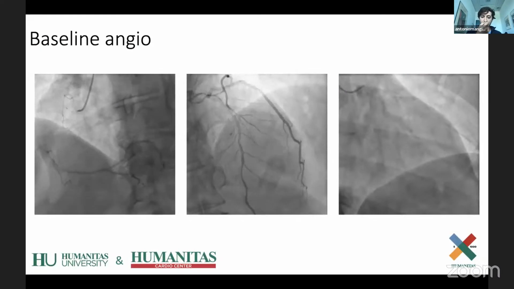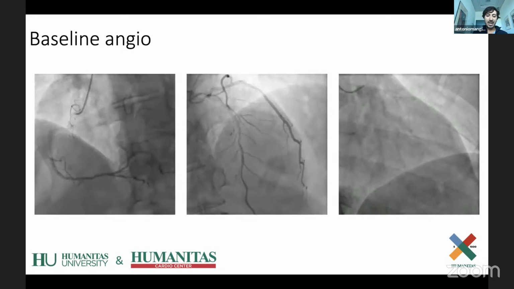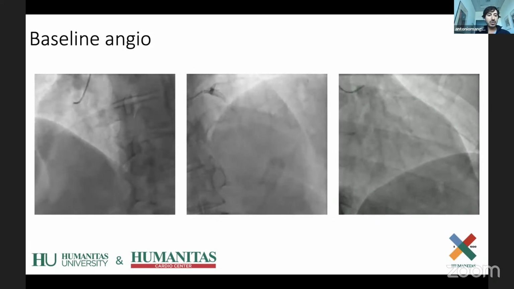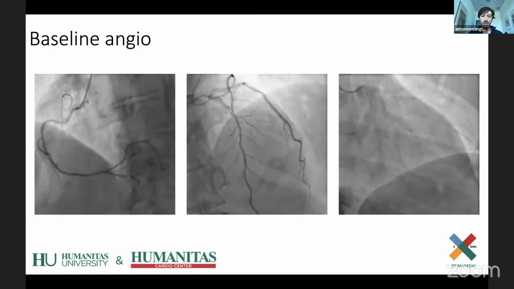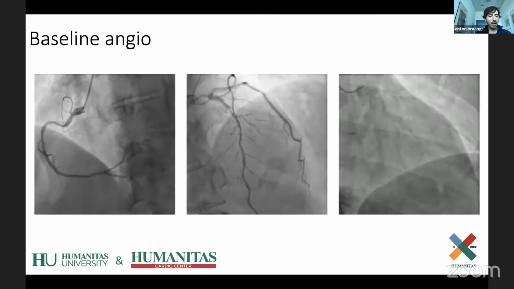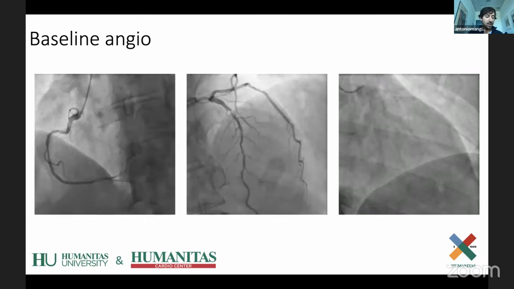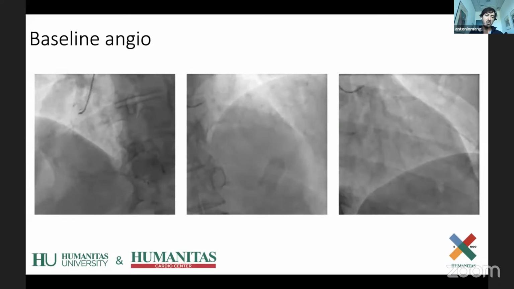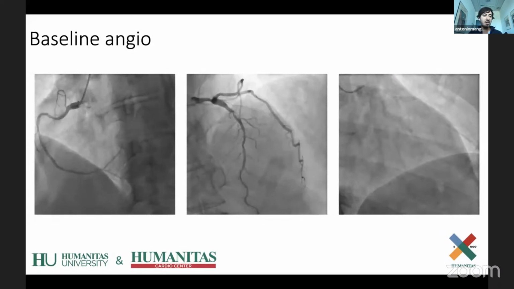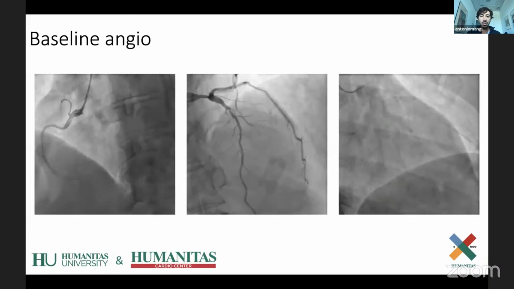So let's start with some practical cases that we have done in our cath lab. You see this angio of a patient that we treated, I think, four or five months ago. You see there is a diffusely calcified RCA with, I think, a moderate stenosis, a very long disease, but I think it can be left to medical treatment.